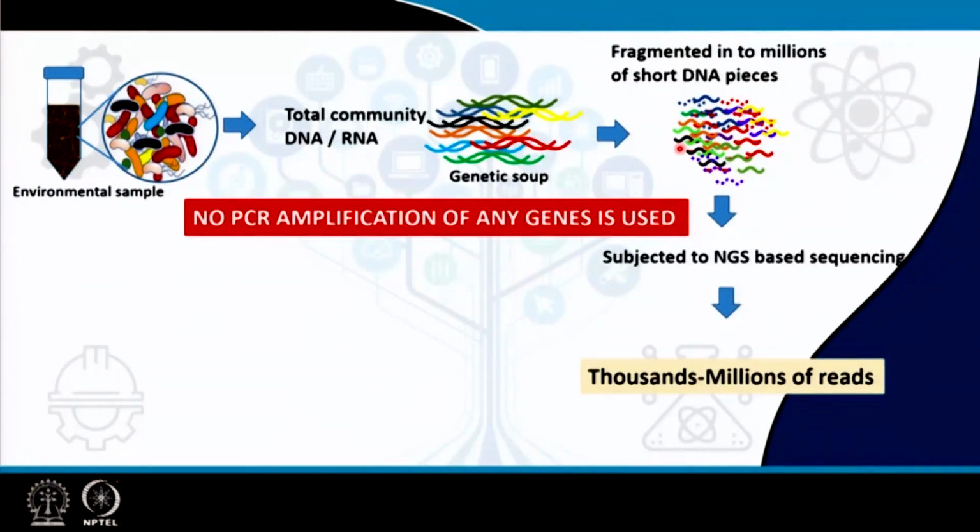The reads are produced after the sequencing is done. So, we get the nucleotide sequences, which may be millions and sometimes even billions of reads. What are these reads? These reads are basically produced after the sequencing of the sample.